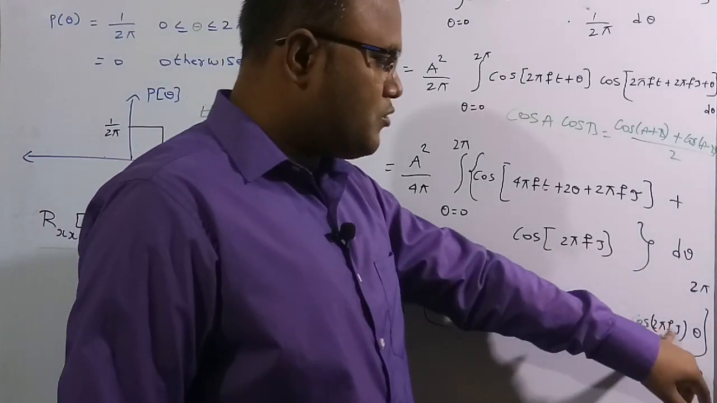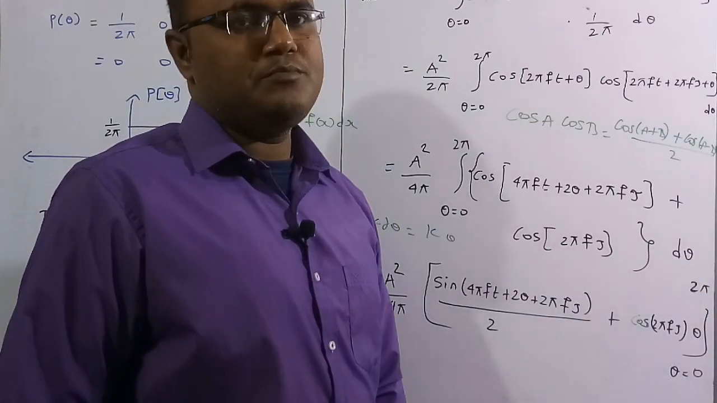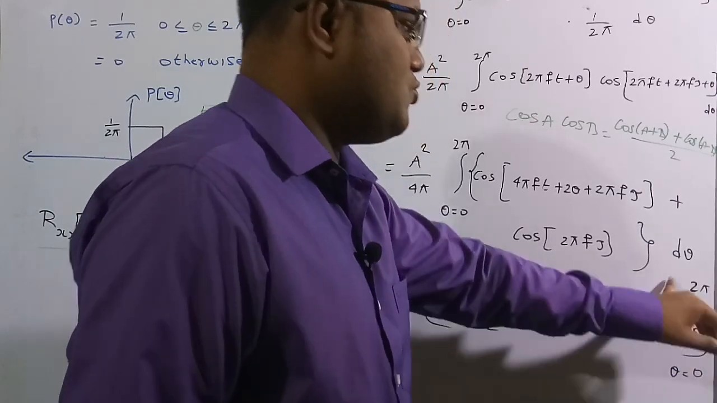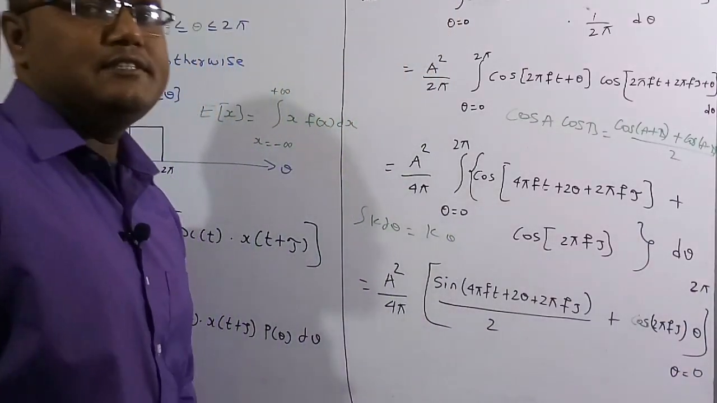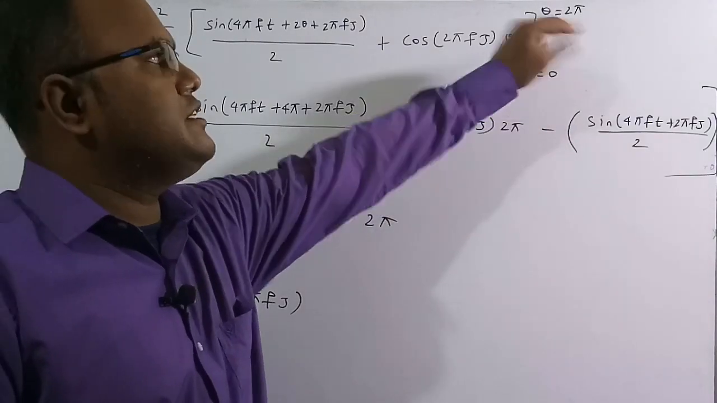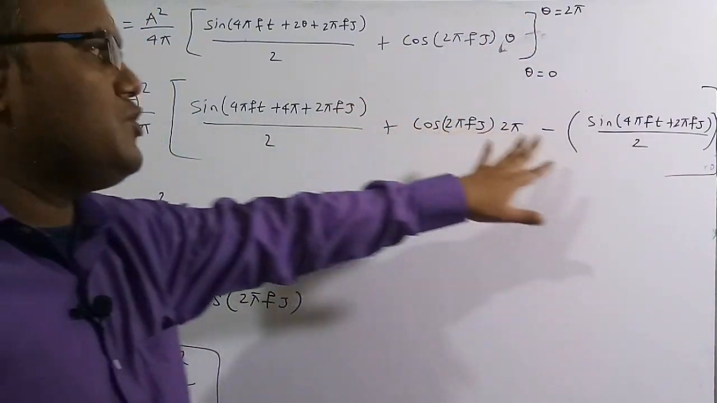So cos 2 pi f tau, with the integration being with respect to theta, gives theta. So substitute the limits 0 to 2 pi. Now we have to further simplify this. We substitute the limits theta equal to 0 and theta equal to 2 pi: upper limit minus lower limit.